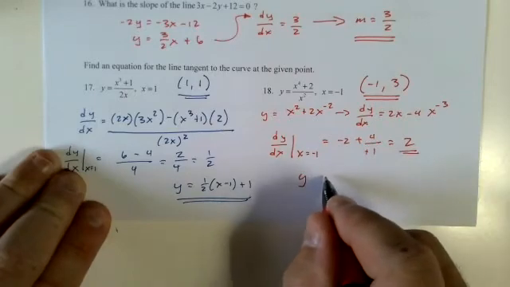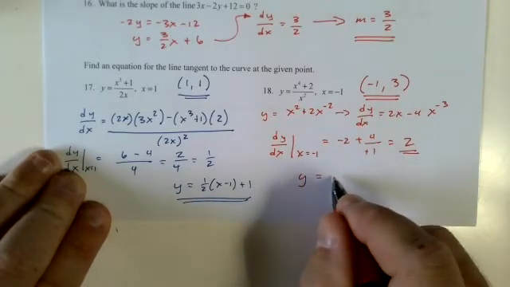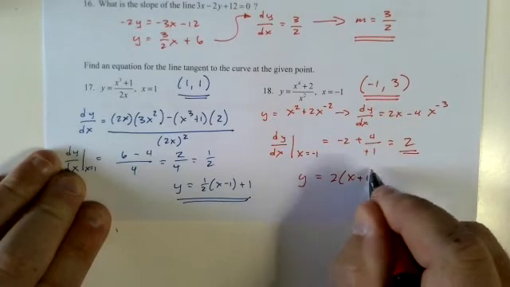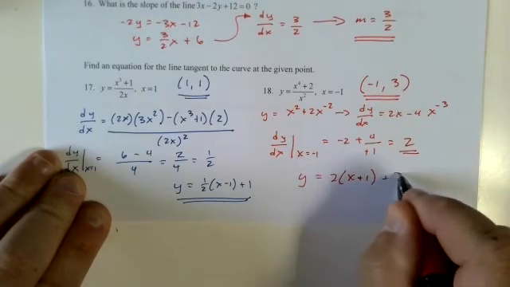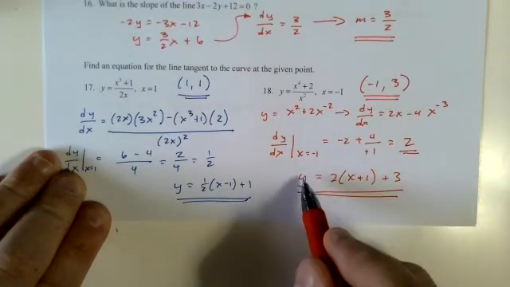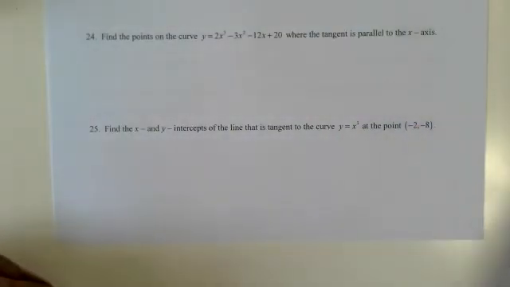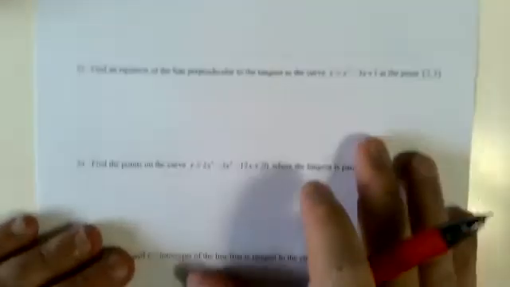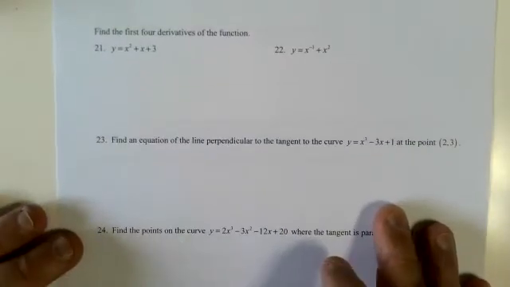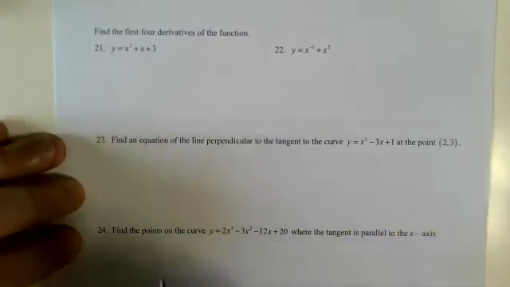Y minus 3 equals 2x plus 1 plus 3. Y minus 3, throw it over, plus 3. Woo! Doing math. Hands starting to break here. But this is what it's all about. Just keep cranking.